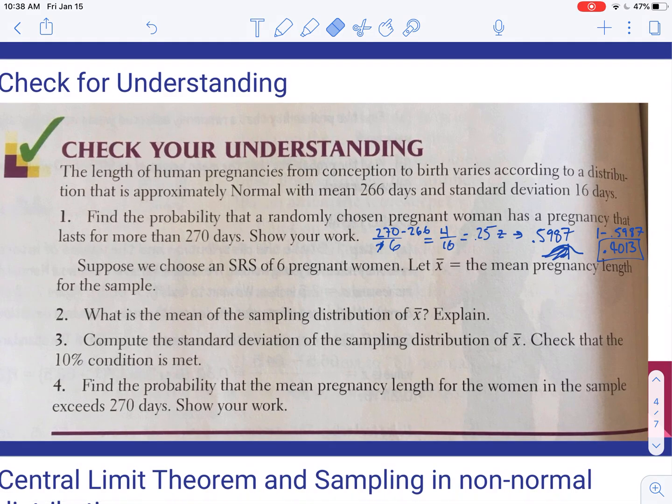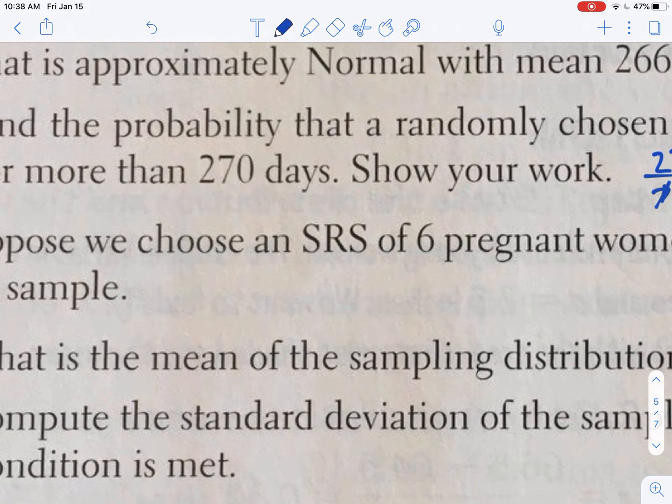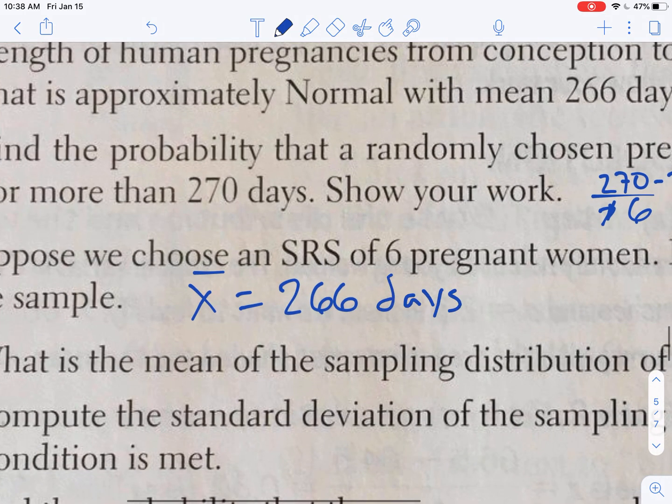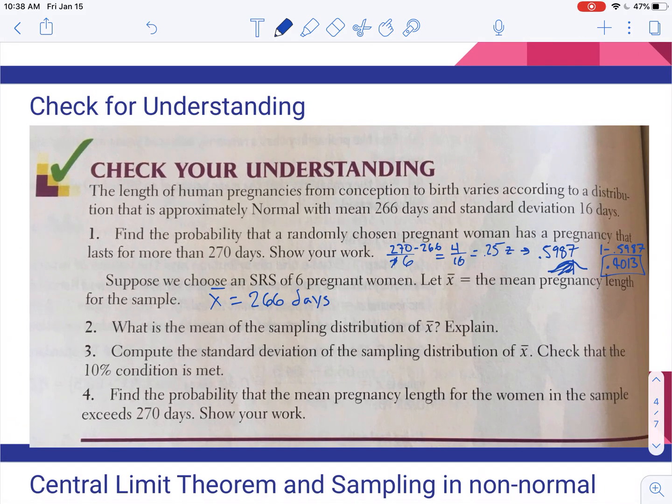All right, so now suppose that we choose an SRS of 6 pregnant women. Let X equal the mean pregnancy length for the sample. So here, it's still just going to be equal to the mean of the population. The mean of your sampling distribution, this should be an unbiased estimator. So this is still going to be 266 days. It's a 266-day mean because this is an unbiased estimator. The mean of the sampling distribution is going to be the same as the mean of the general population.